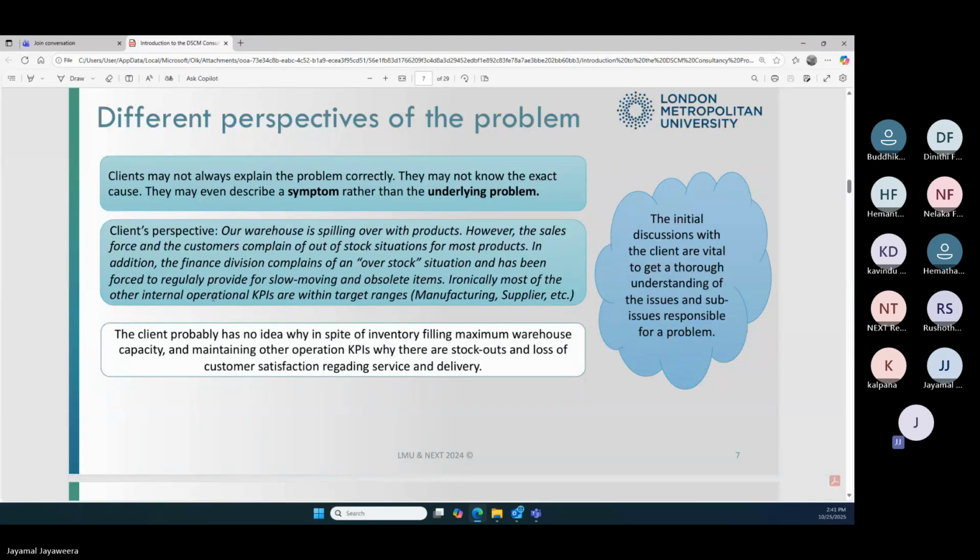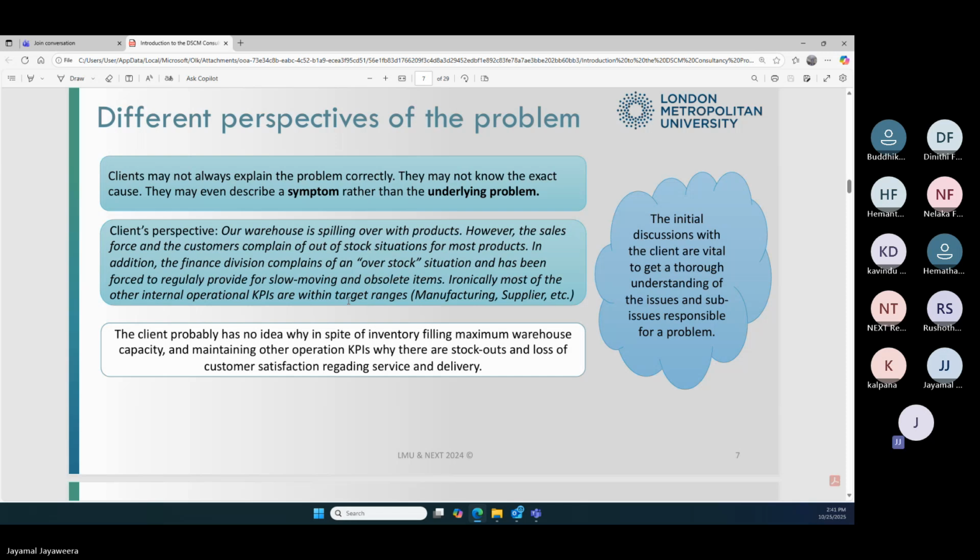Ironically, most of the other internal operational KPIs are within target range. So manufacturing, supplier KPIs are fantastic. But the warehouse is spilling over with products. No space to keep the products. And you would normally assume that the customers would be really happy. But the customers are also not happy, because each time a customer wants to place an order, that particular product is not in stock. But from an internal perspective, you see the warehouse full of stocks.